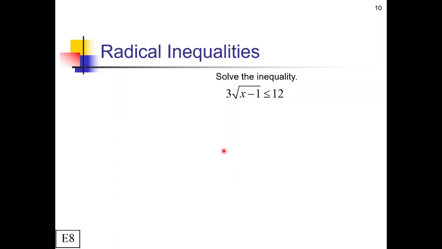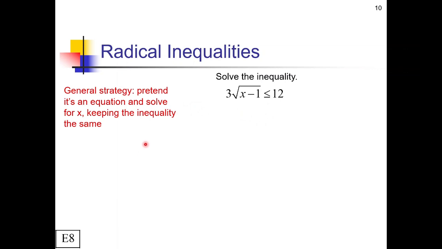For the next couple problems, we're going to be solving some radical inequalities. So there's a general strategy we're going to use on this, which is basically going to be to pretend that this inequality symbol is an equal symbol. So general strategy, pretend it's an equation rather than an inequality, and solve for x, keeping the inequality the same for every step of it.